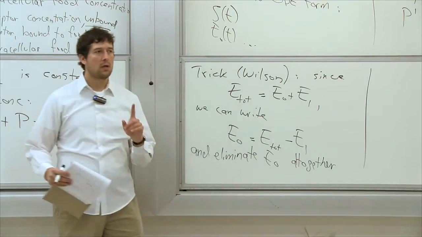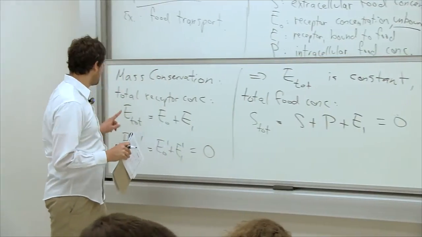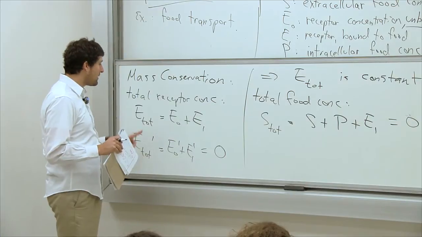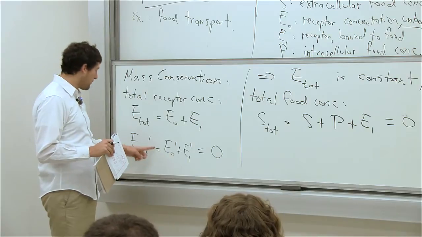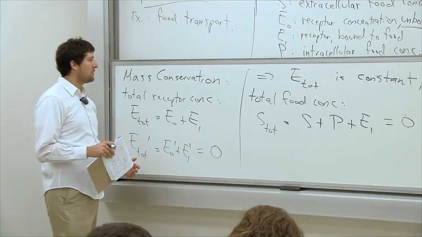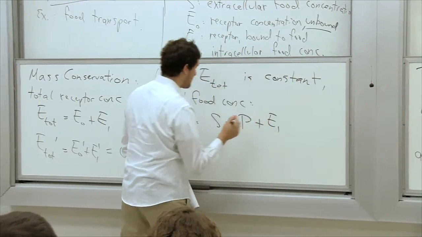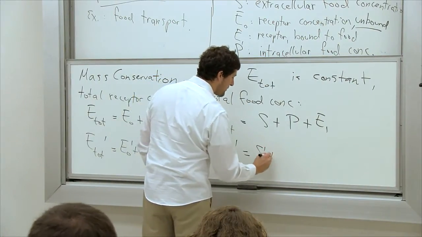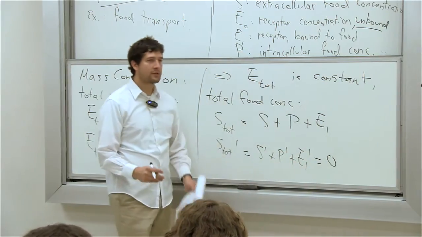Yes, Wilson. I don't really get it, because isn't that E total statement saying that E total equals 0? Not E total, E total prime. Oh, okay. So it's not changing. Yes, the rate of change of E tot is 0. So E tot is really a constant over time. And what about S total? That's not a derivative. Oh, you're right. Thanks, Wilson. I made that mistake myself. S tot prime is equal to S prime plus P prime plus E1 prime is equal to 0. Thanks for pointing that out.